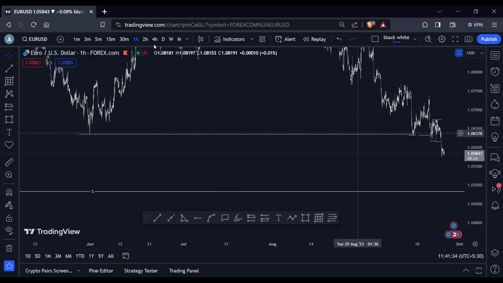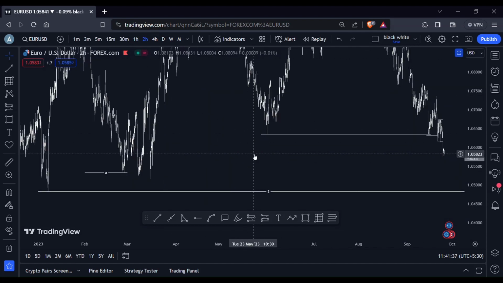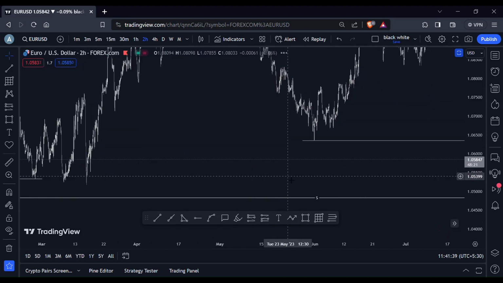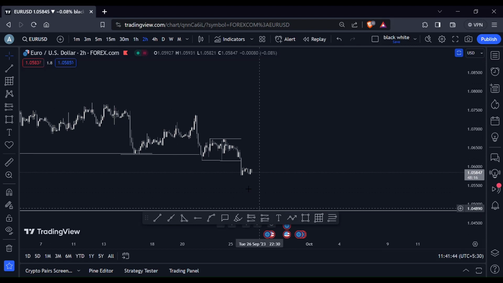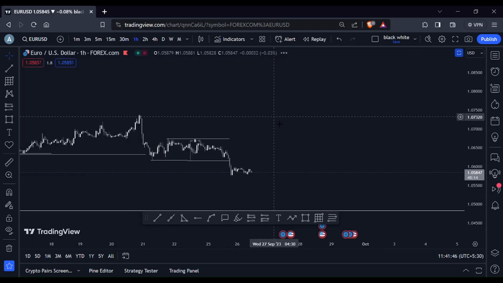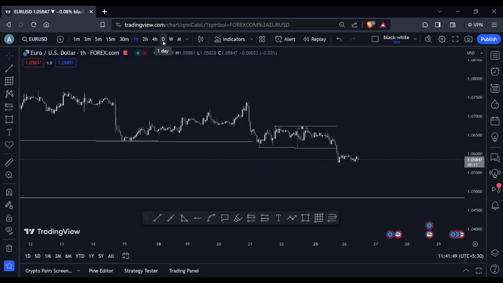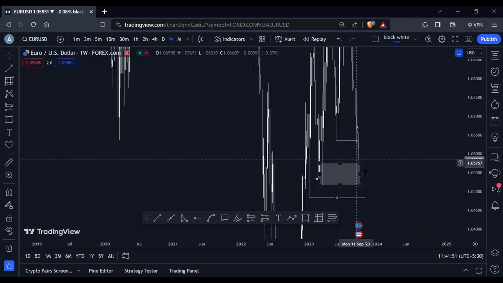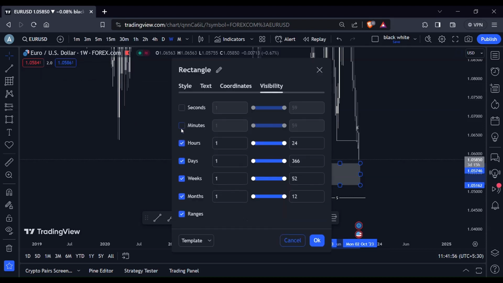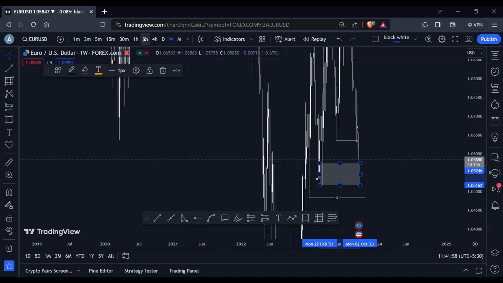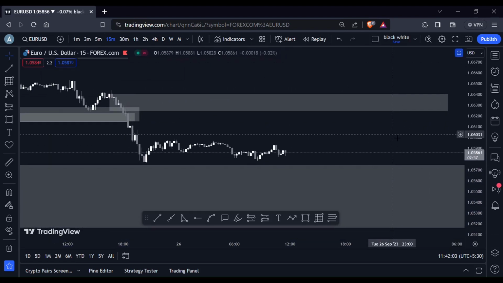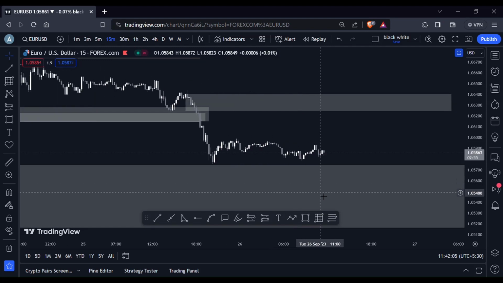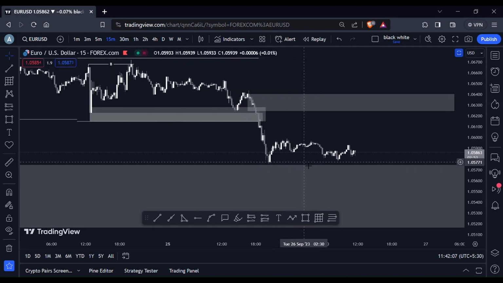So most probably we need to be guided by our small time frames over here, since the major liquidity is below, and we are looking forward towards the weekly or the monthly level. Let's make it visible for the dailies, hours, and minutes also. So most probably we are going to get down to this level as a small time frame retracement, and then we will continue towards the lower journey.